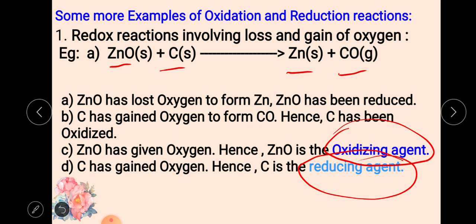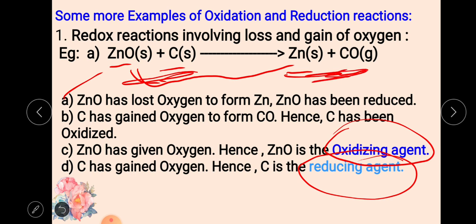Here, first, which is reduced: zinc oxide has lost oxygen and become zinc. Means in zinc there is no oxygen, because zinc oxide has left it. Zinc oxide has been reduced to zinc. Zinc is not reduced to zinc oxide. Whatever the oxidizing agent and reducing agent, we take from the reactants only, not from the products. We will not get any oxidizing agent or reducing agent on the product side, only on the reactant side.